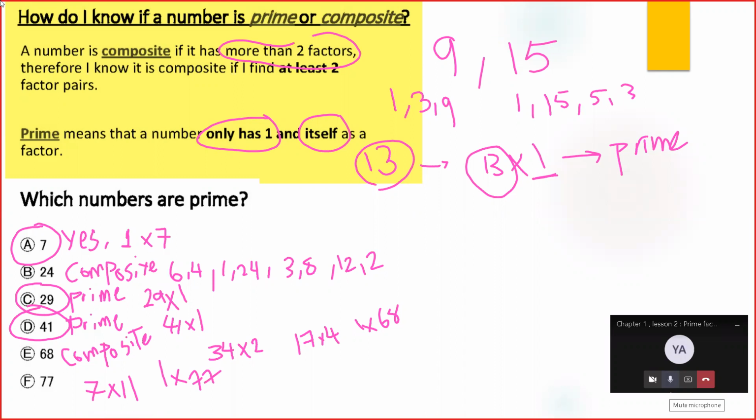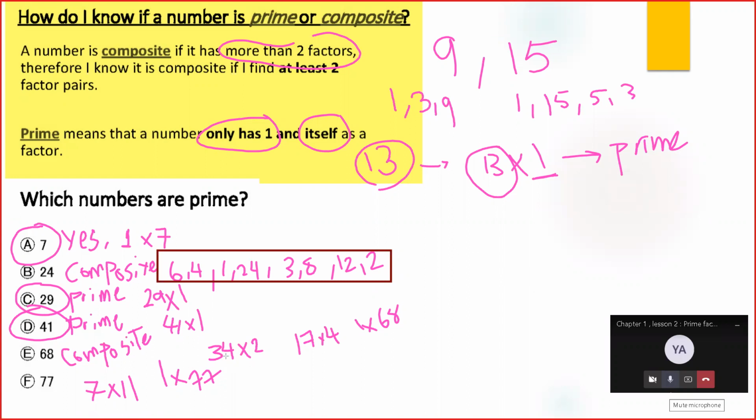I don't understand why 24 can't be a prime number and why 29 can't be composite. Now look at the 24 here. Look at the factors inside the square. How many factors do we have? 1, 2, 3, 4, 5, 6, 7, and 8. We have 8 factors.